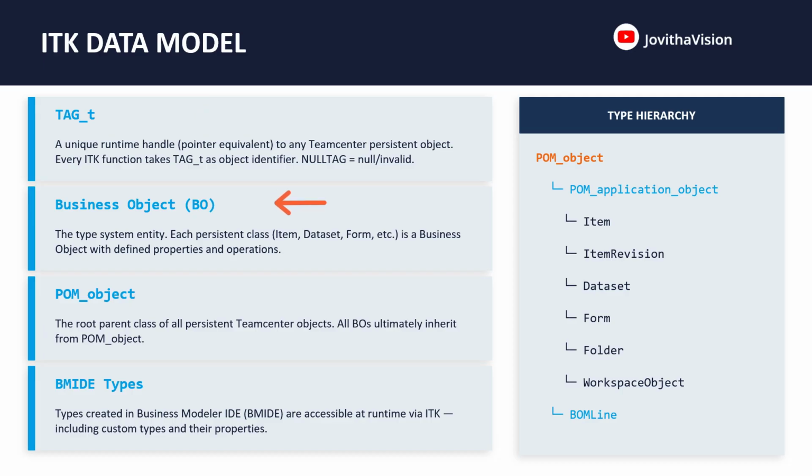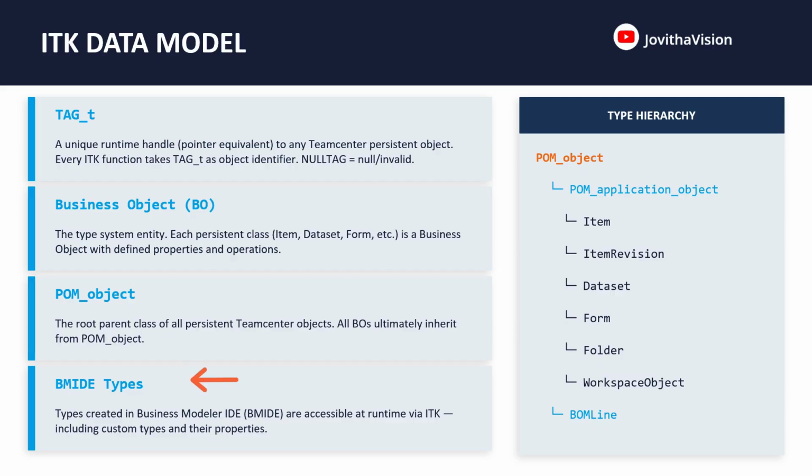Business object. Every persistent class in Teamcenter is a business object. Item, dataset, item revision, form. Each is a business object with defined properties and operations. POM object. This is the root parent class from which all persistent Teamcenter objects inherit. POM application object is the next level, and all the common types like item, dataset, form, and folder inherit from that.